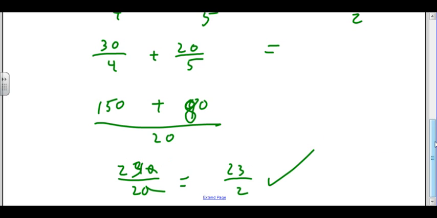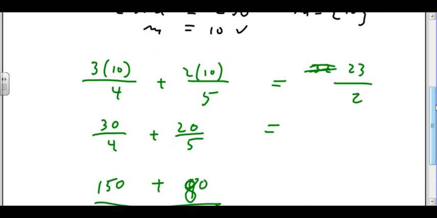All right. Now, probably what I would have done is just put the numbers in my calculator and gone 3 times 10 divided by 4 plus 2 times 10 divided by 5 minus 23 divided by 2, and it comes out 0. Therefore, I check. So that's probably what I do to check it. I just put it in my calculator and check it. All right.